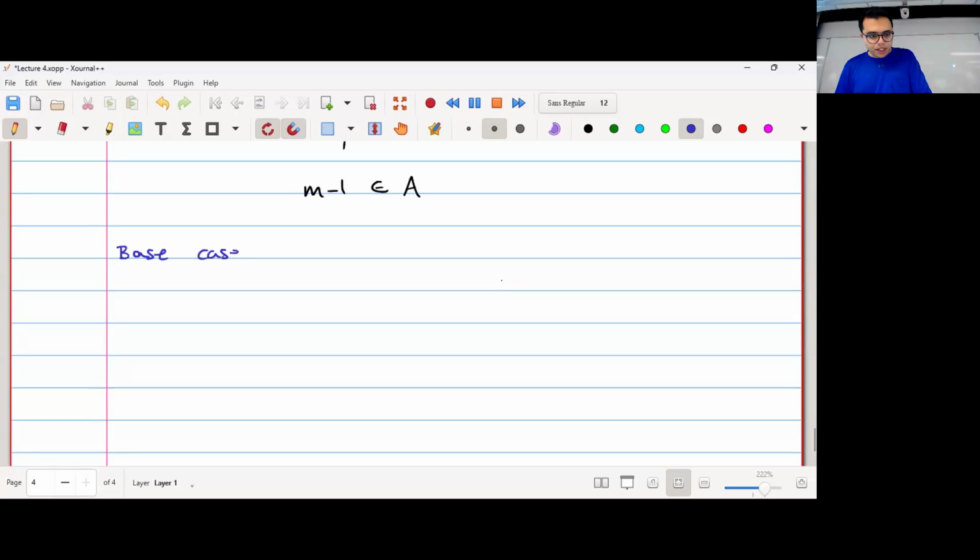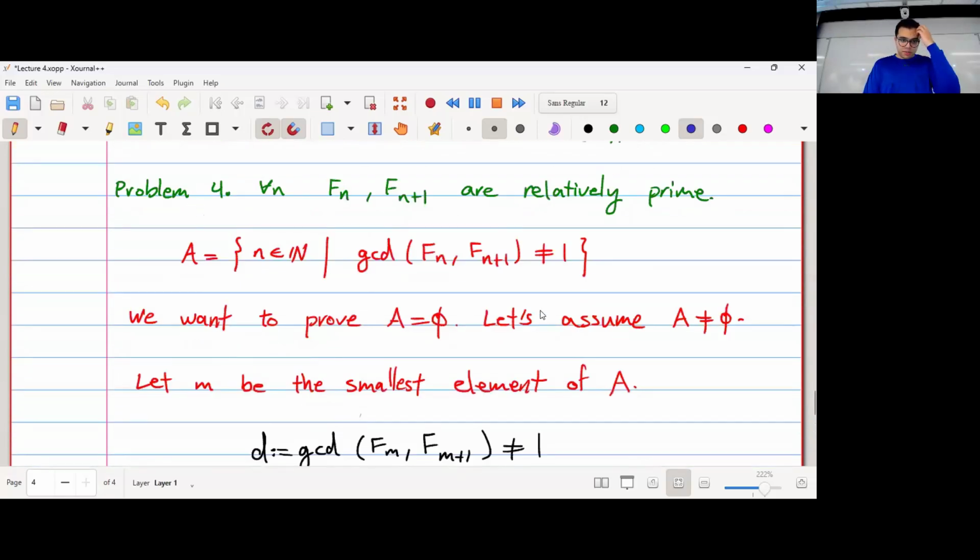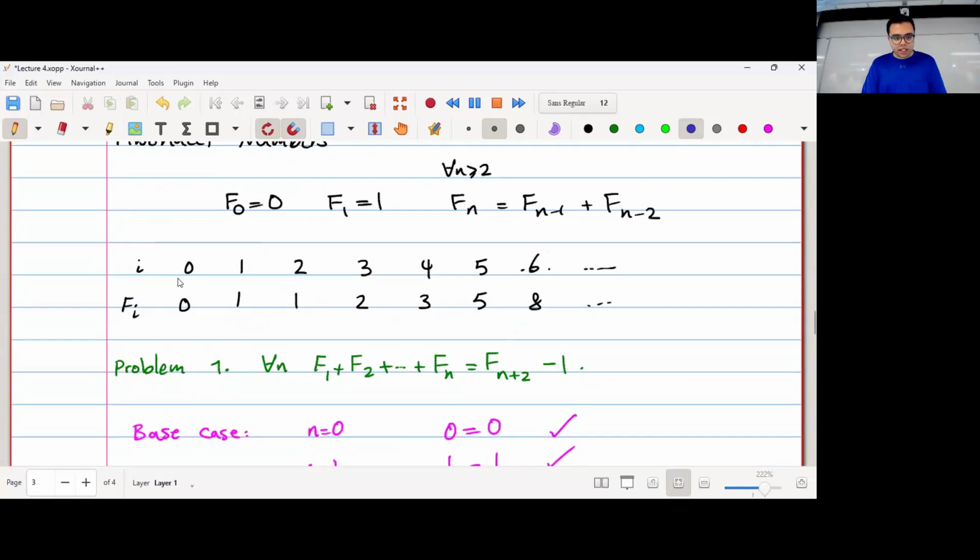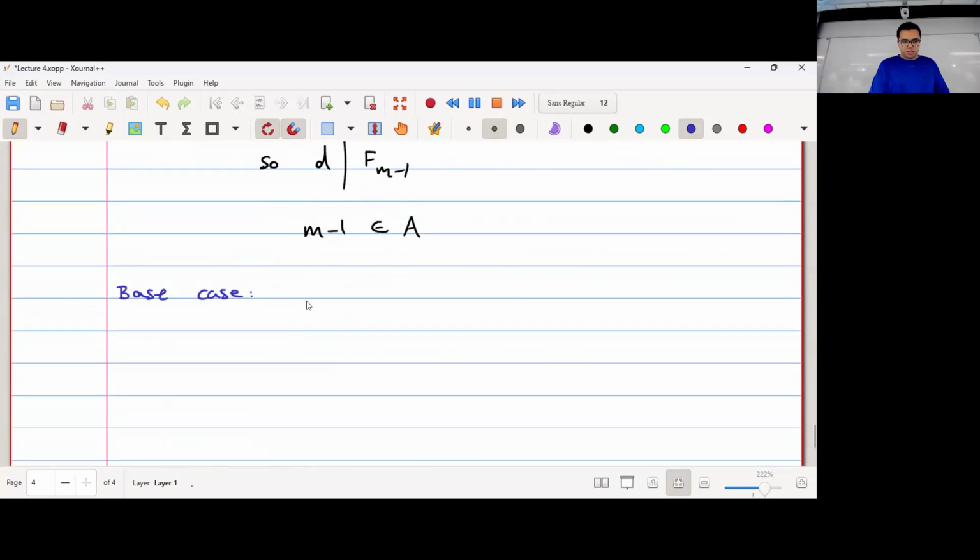I just try the base case first. So my base case would be that I look at the first 2 elements. Well, this doesn't make much sense, but yeah, it does actually make sense. So GCD of 0 and 1 is 1. So it holds at the beginning, or I could also take 1 and 2 as my base case and say GCD of 1 and 1 is also 1. So my base case holds because GCD of F0, F1 and GCD of F1, F2 are both 1. Again, your choice which one you want to take as your base case.